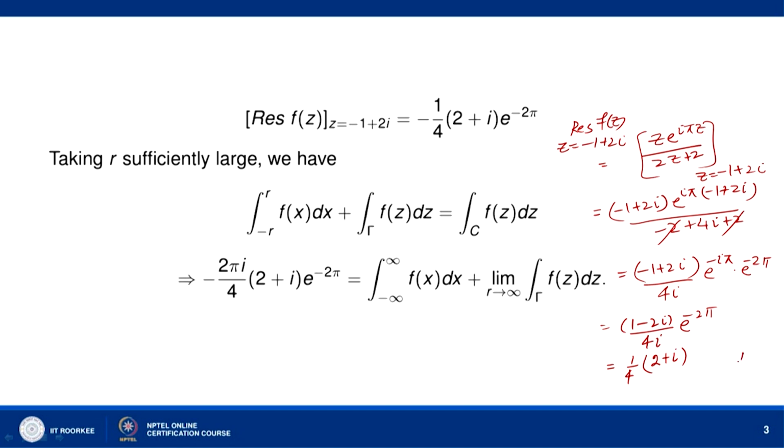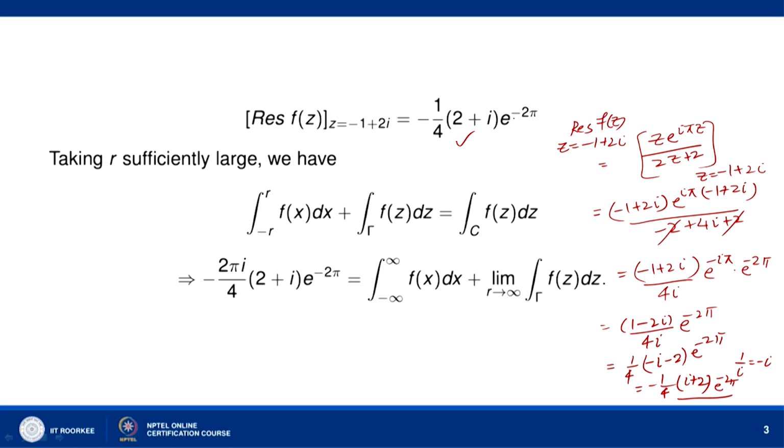Now, 1 over i is minus i. So, 1 over 4 and we multiply minus i here. So, we get minus i and then minus plus 2i square, plus 2i square means minus 2. So, we get minus 1 by 4 (i plus 2) into e to the power minus 2 pi. So, we get this residue of f(z) at z equal to minus 1 plus 2i comes out to be minus 1 by 4 (2 plus i) e to the power minus 2 pi.